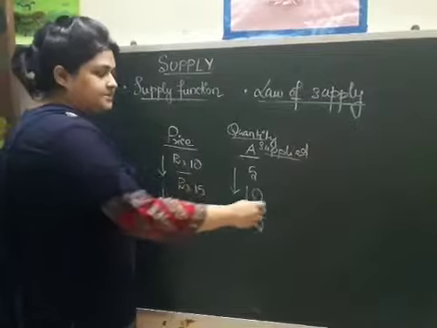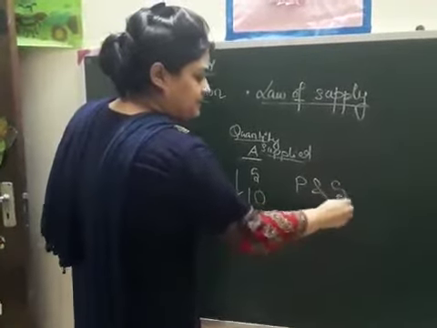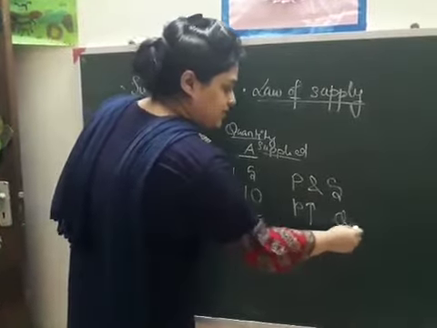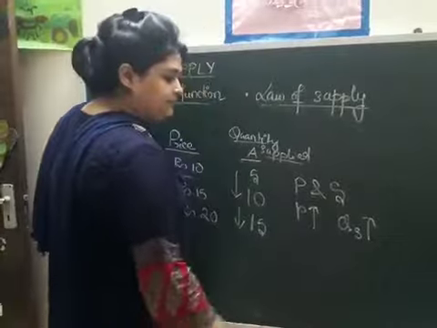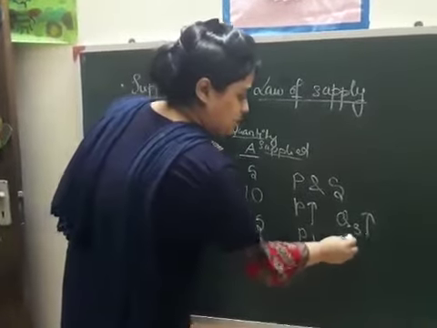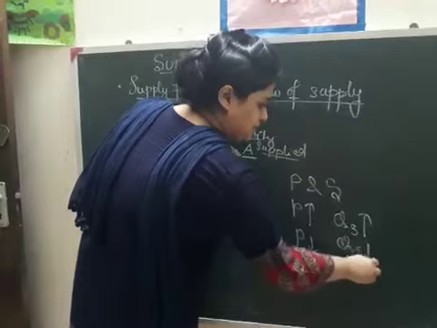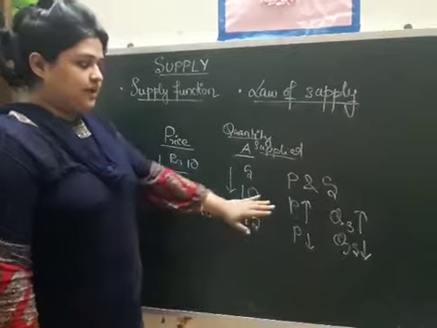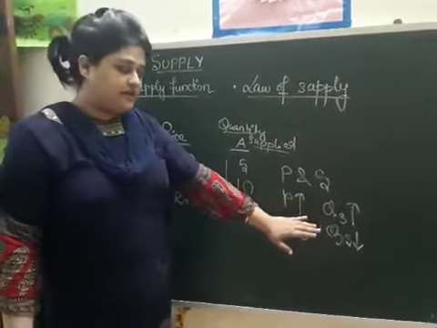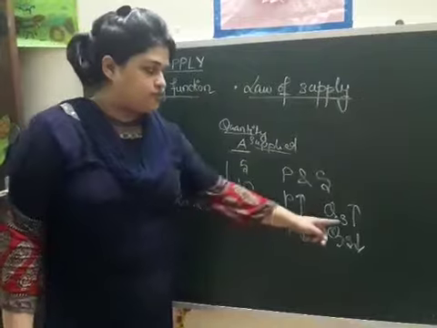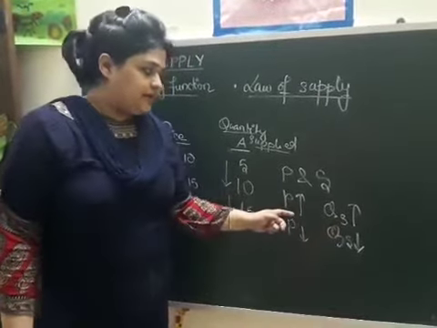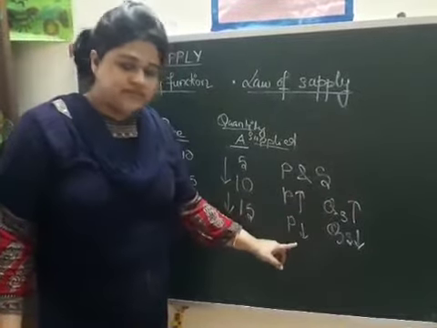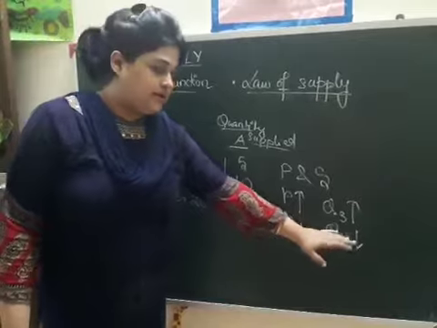Okay, so price and supply are directly related. What do you mean by direct relation? If price increases, then quantity supplied will also increase in the market. And if price decreases, then quantity supplied or willingness to supply the quantity of a certain product will decrease. So price and quantity supplied are directly related. You will see that the arrows will go in the same direction. Directly related means when price is increasing, supply is also increasing. When price decreases, quantity supplied also decreases.